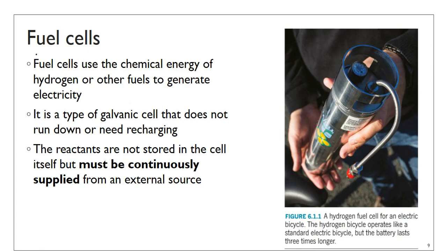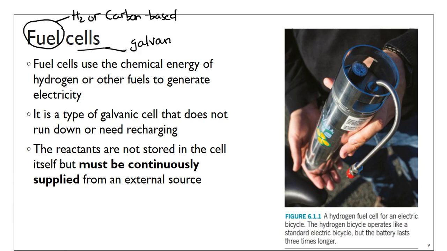If you just look at the name, it's quite self-explanatory. It uses a fuel. Generally, you either have hydrogen or carbon-based fuel, and it's a cell. So it's a type of galvanic cell in the sense that it converts chemical energy to electrical energy, which is what I wrote here. It's a type of galvanic cell that does not run down or need recharging, and the reactants are not stored in the cell but must continuously be supplied from an external source. Those are the three general features of a fuel cell.